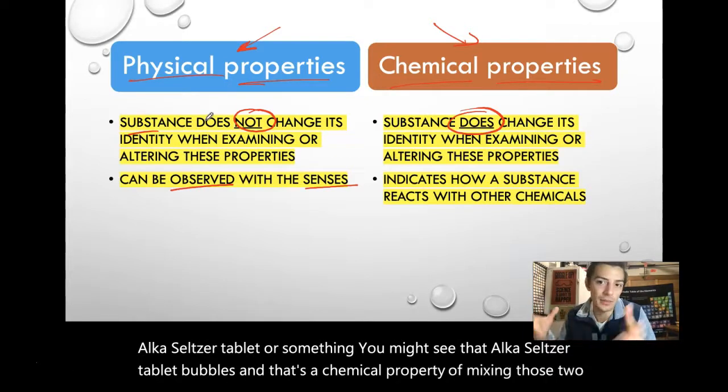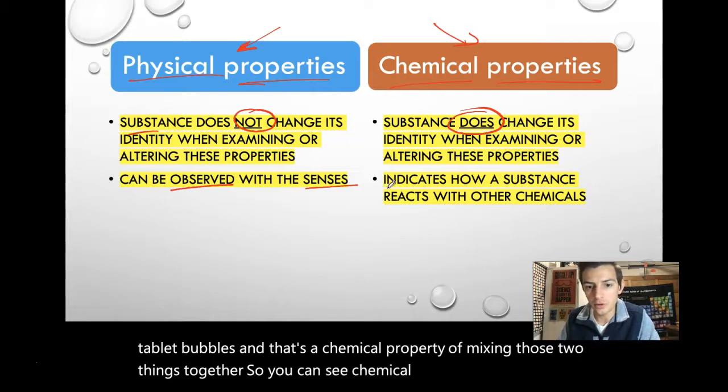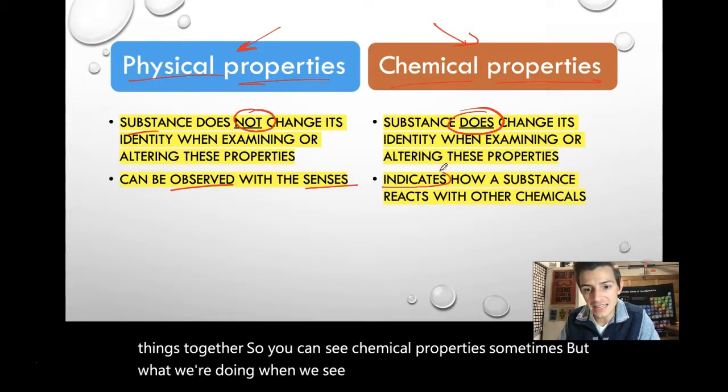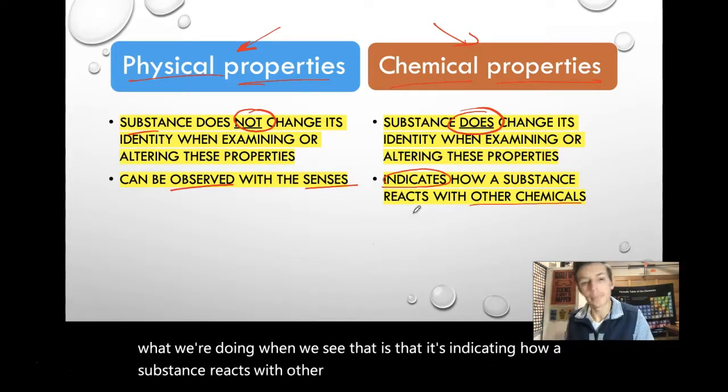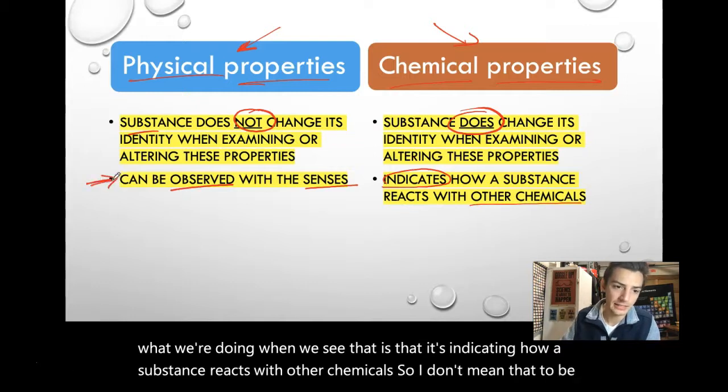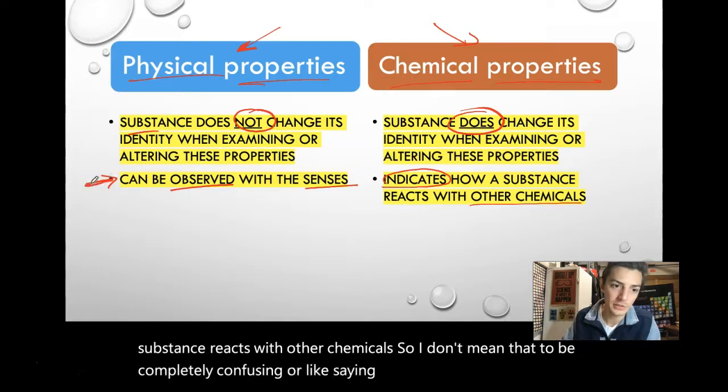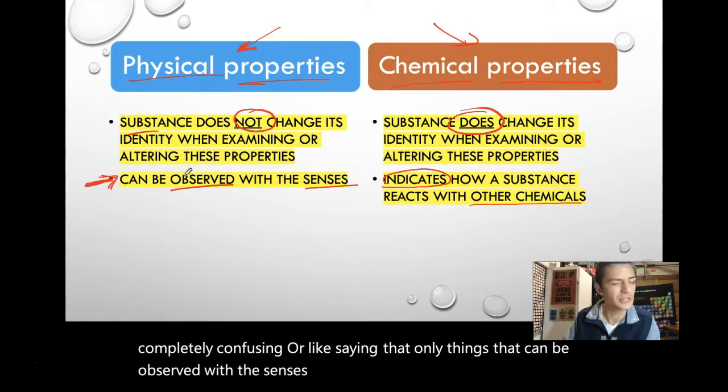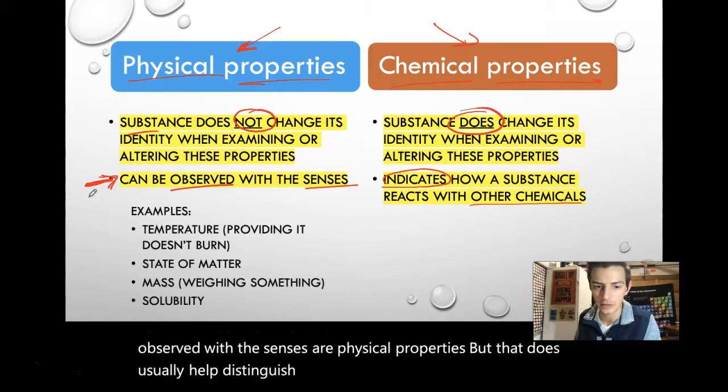So you can see chemical properties sometimes, but what we're doing when we see that is indicating how a substance reacts with other chemicals. I don't mean that to be completely confusing, or to say that only things that can be observed with the senses are physical properties, but that does usually help distinguish it. Let's give some examples here.